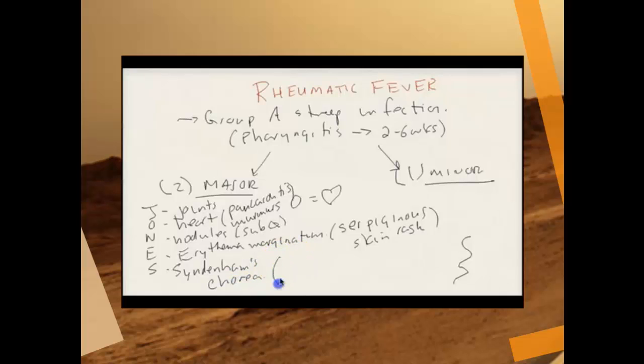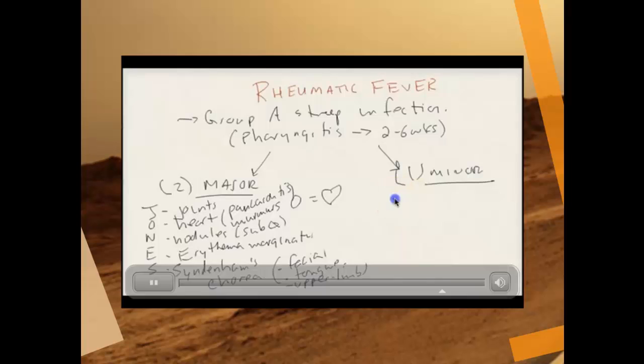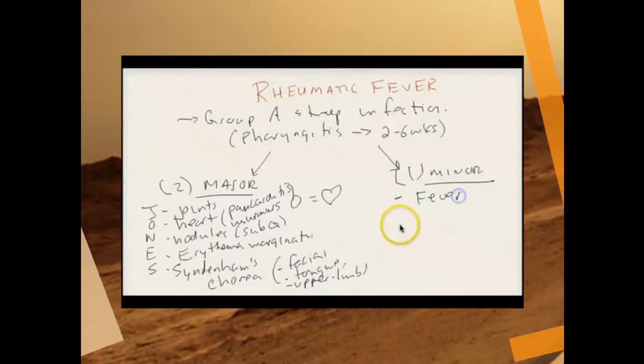What we see with this is weird facial movements, tongue protrusions. You may see upper limb chorea. Those types of findings. Now your minor findings include the finding of a fever, increased erythrocyte sedimentation rate, any type of arthralgia, as well as a PR interval increase on EKG.